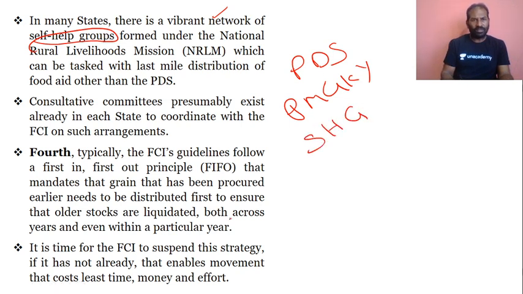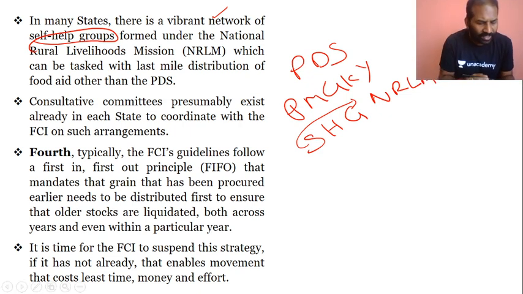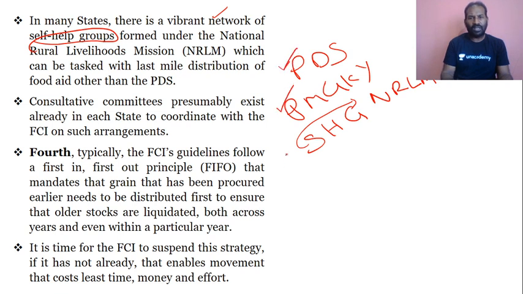Look at how we are getting into self-help groups, formed under the National Rural Livelihoods Mission. You are getting many points from both a prelims and a mains point of view. So there could be a question not directly on the FCI, but on the PDS, Pradhan Mantri Garib Kalyan Yojana, self-help groups, or the National Rural Livelihood Mission. And through this Mission, last mile distribution can also take place other than through the PDS system.